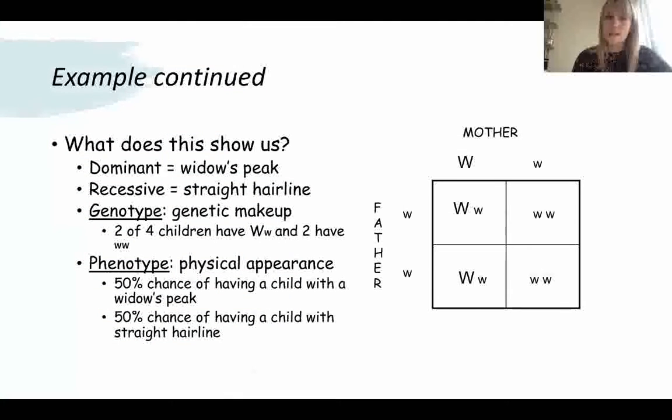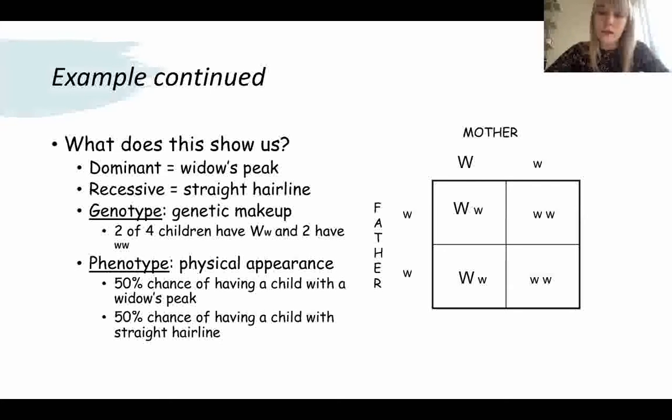But what now? What does this tell us? This is now the phenotype of what's going to happen. The dominant has a widow's peak hairline, and the recessive is a straight hairline. So a widow's peak and a straight hairline. The genotype is the genetic makeup. We've spoken about the terms genotype and phenotype. This means in the Punnett square, there are 4 different variations that can possibly be the offspring.